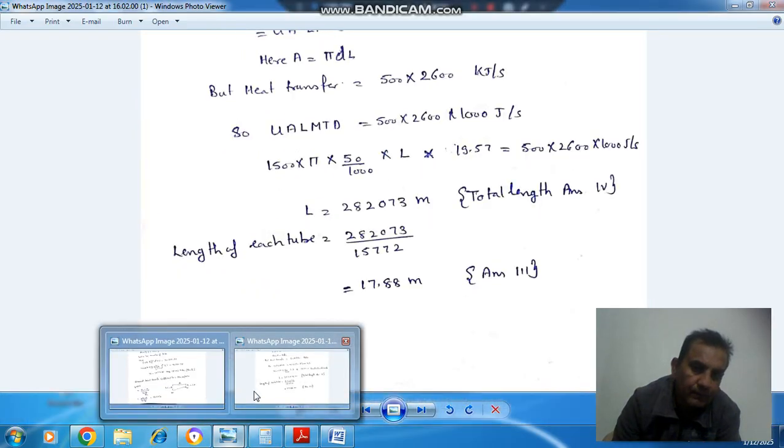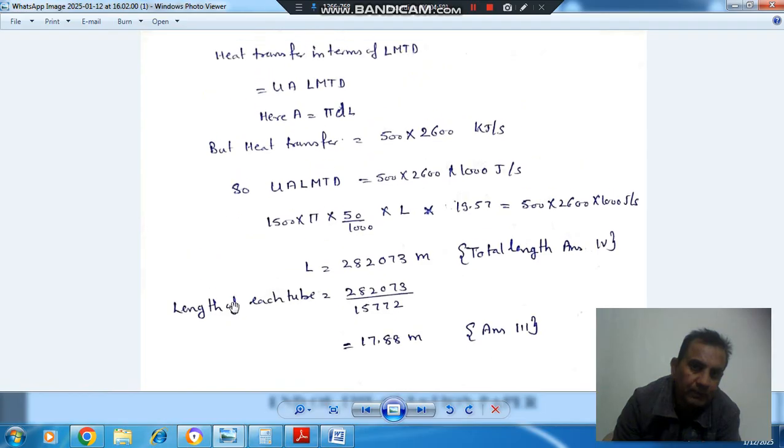Okay, so now we have found out LMTD, and heat transfer in terms of LMTD is U A LMTD. U is overall heat transfer coefficient, A is surface area, that is pi d L, d is diameter, L is total length, and U is given as 1500 watt per meter square, and LMTD is 19.57 that we have calculated. But the heat transfer is heat lost by steam, that is 500 into 2600 kilojoule per second, or if we multiply by 1000 it will be in joules per second.